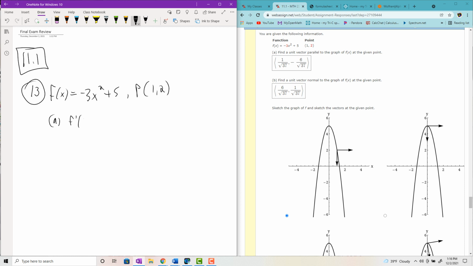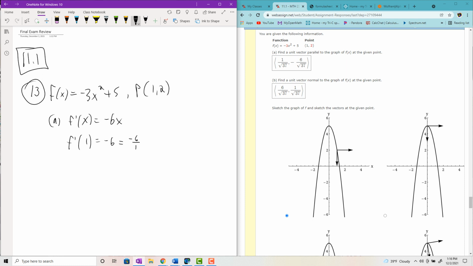So in that case, it would be negative 6x, and then I'm going to evaluate it at that point, 1, 2. So plug in 1, I get negative 6. And you think of it as the slope of the tangent to the curve at that point. So you may want to rewrite it as negative 6 over 1. So go down 6, right 1.